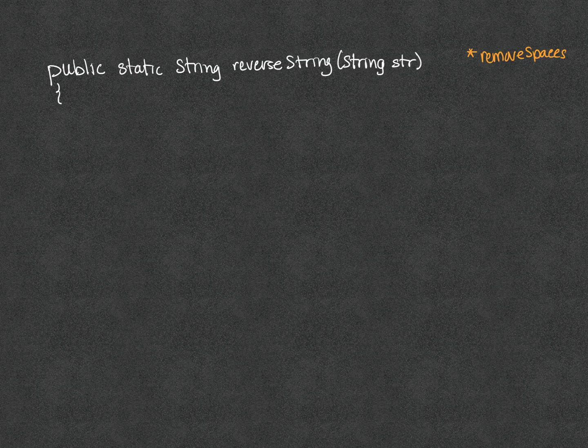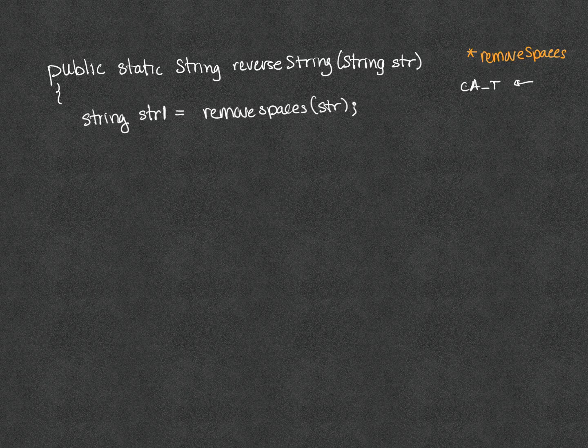So our first one is public static String reverseString, and then String str. First thing I'm going to do is restore this string, and I'm going to call it str1. And this is going to be removeSpaces, passing in str. So whatever that is, if I pass in, like I said, C A space T, and that was originally str, now str1 is going to be CAT.